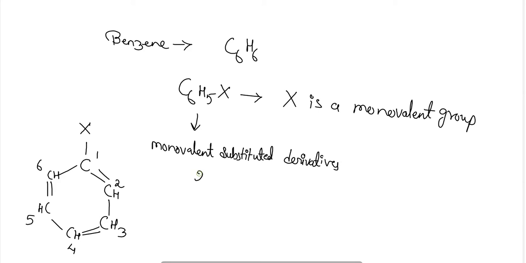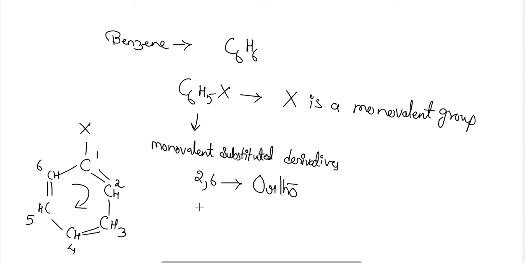So for the second and the sixth position, when we are moving in the clockwise direction in the benzene ring, the name of the compound will be taken as the ortho compound.